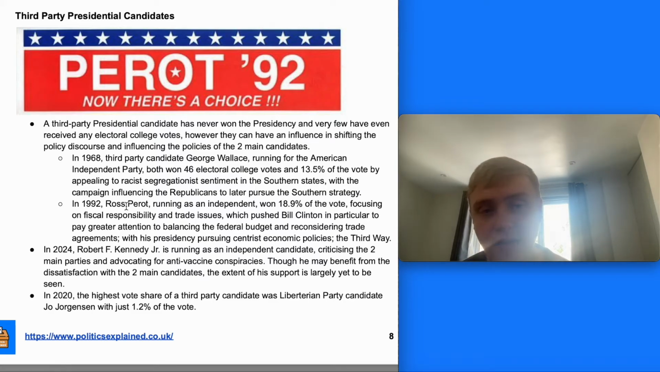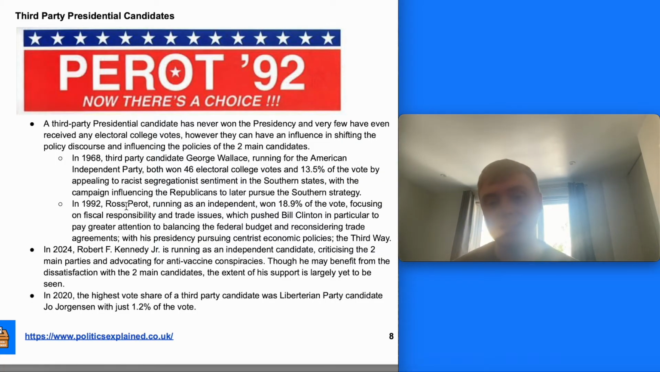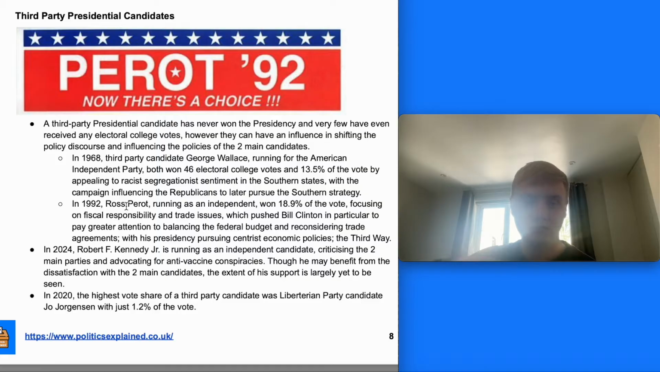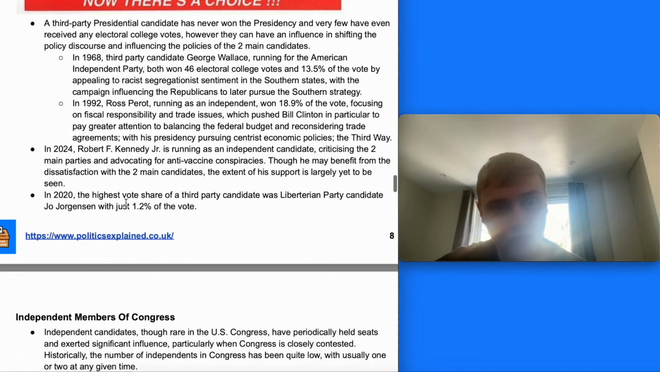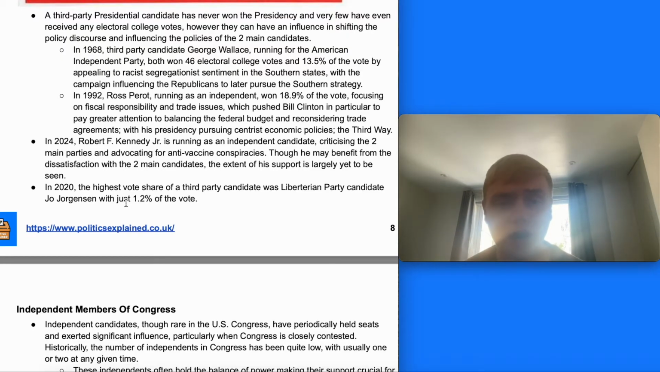In 1968, third-party candidate George Wallace, running for the American Independent Party, won 46 electoral college votes and 13.5% of the vote by appealing to racist segregationist sentiment in the southern states, with the campaign influencing the Republicans to later pursue the southern strategy. In 1992, Ross Perot, running as an independent, probably the most successful in history, won 18.9% of the vote, focusing on fiscal responsibility and trade issues, which pushed Bill Clinton to pay greater attention to balancing the federal budget and be a bit more centrist with the third way.